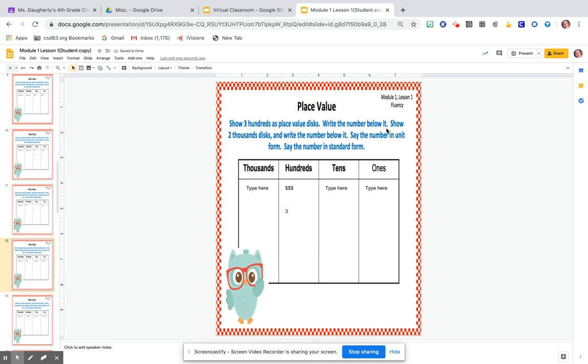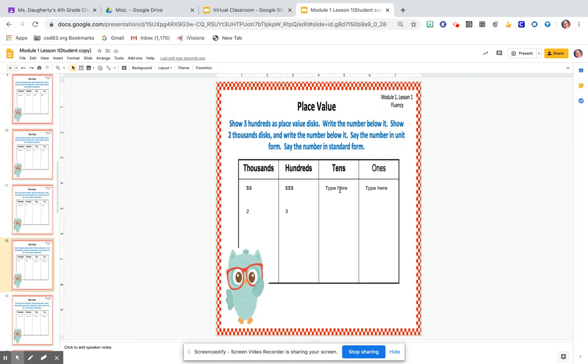Write the number below. Okay, so show 2 thousands discs and write the number below it. Okay, so now I'm in the thousands column. And it said I had 2 discs. So I've got 1, 2. Write the number below it. Say the number in unit form, say the number in standard form.